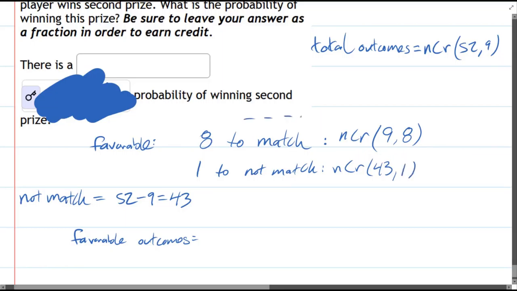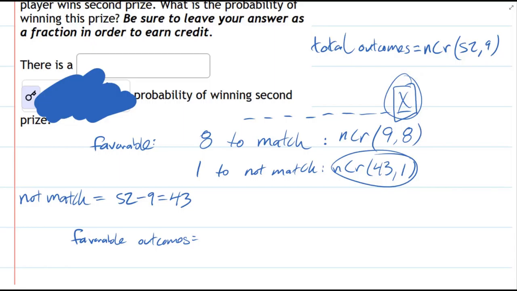If you want to visualize this, think about nine blanks. 1, 2, 3, 4, 5, 6, 7, 8, 9 blanks. You want the first eight to match and the last one to not match. So this represents the first eight. I'm choosing eight that match. And then this represents the last one where there's 43 possibilities to not match. And you're choosing again one number to not match. And we're going to multiply these together. So this is our favorable outcomes.